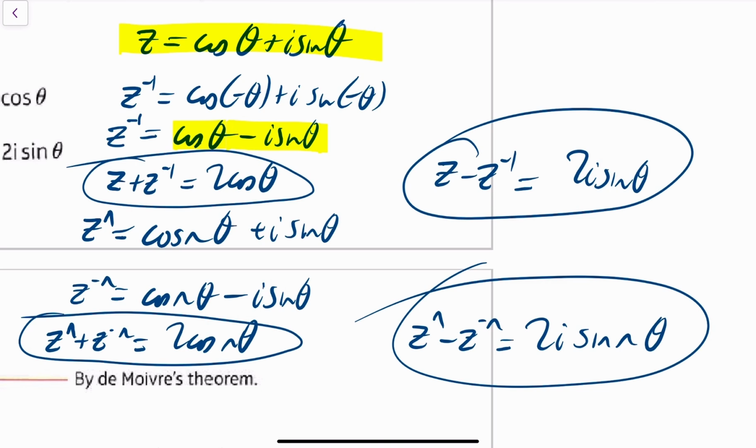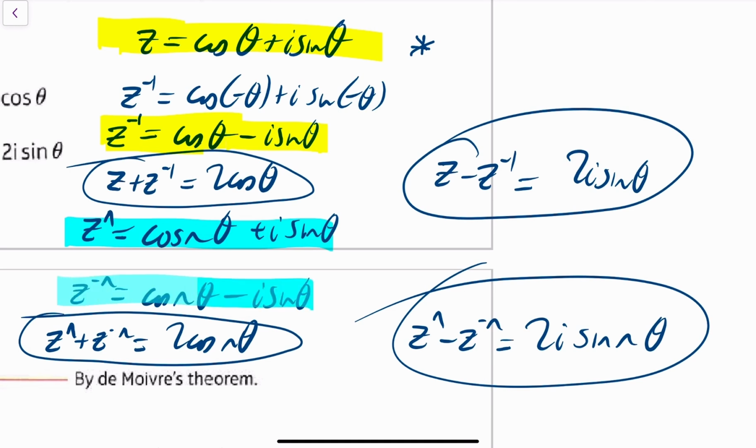Now, what happens if you add both of those things? If you add the top one and the bottom one, what you get is z plus z to the minus 1. And what happens is the i sine thetas cancel each other out, and you get 2 cos theta. Also, if you took this first one up here and raised it to the power of n, this is what you would get. So z to the power of n would be equal to this. Likewise, z to the power of minus n would be equal to this. And if you added those, you get z to the power of n plus z to the minus n is equal to 2 cos n theta.